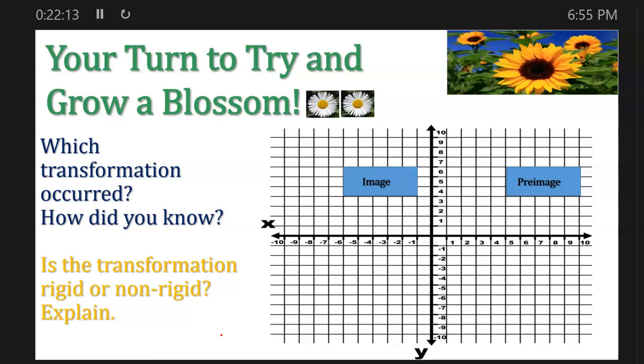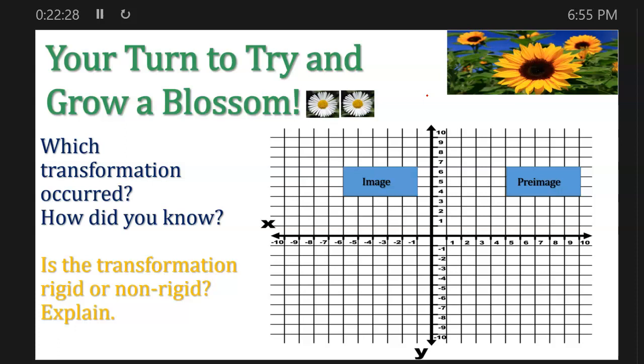Now it's your turn to try and grow a second blossom. Let's look at these two. Which transformation do you think occurred and how do you know? Is the transformation rigid or non-rigid, and explain. So I'm going to ask you to pause the video and I will count to 3.